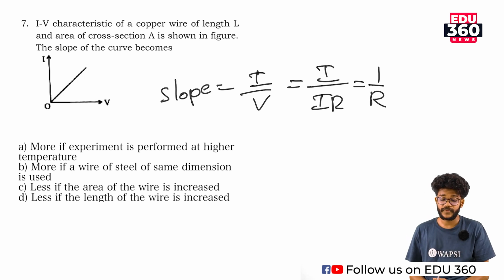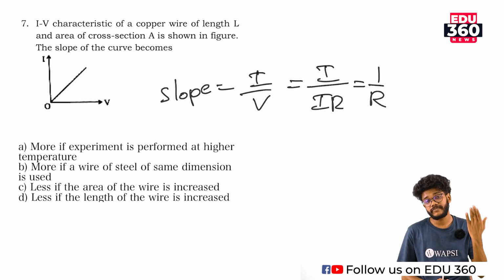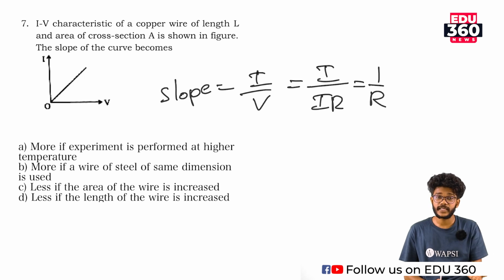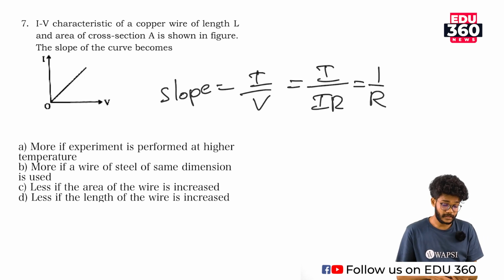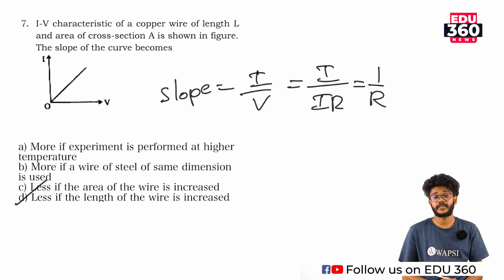Less if the length of the wire is increased. When the length of the wire is increased, the resistance will increase. When resistance increases, the conductance will decrease. That means the slope gets decreased. So the slope will decrease when L is increased. When L is increased, R gets increased. When R gets increased, the slope gets decreased. So option D is the correct answer.